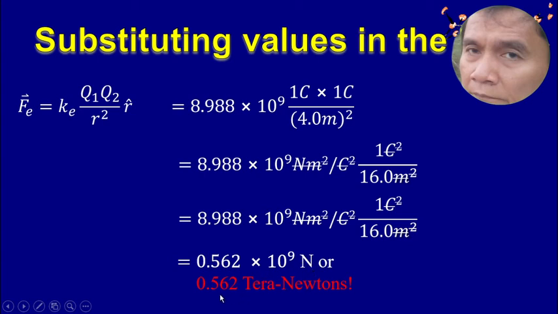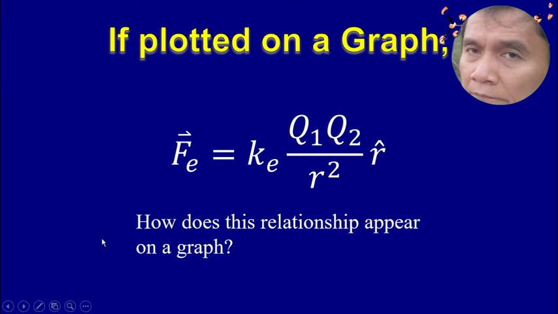Sounds small, but actually it's a large one. It's teranewtons, or a billion newtons. Remember, one kilo of rice is about 10 newtons. So, imagine how many teranewtons that is. So, if we are to plot this on a graph, what will it look like?